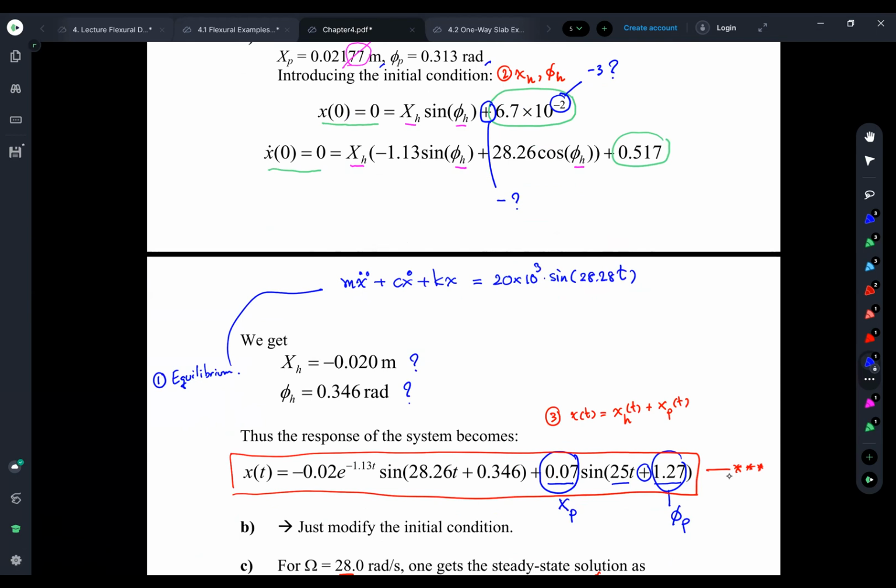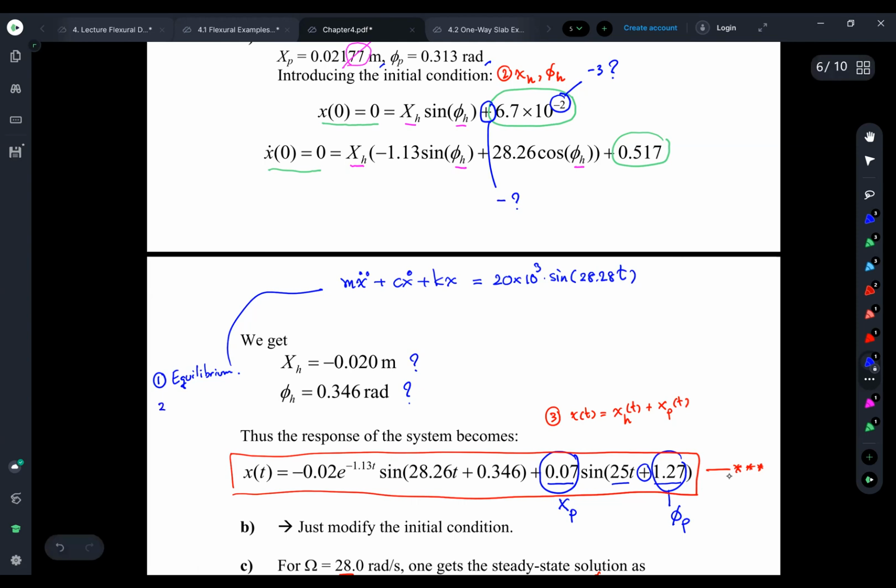If the solution you obtain cannot satisfy this equilibrium, it means your solution is not the solution yet. You have some errors and it's incorrect. You have to make the left and right side equal once you introduce this total solution back into the equation of motion as in number 1.